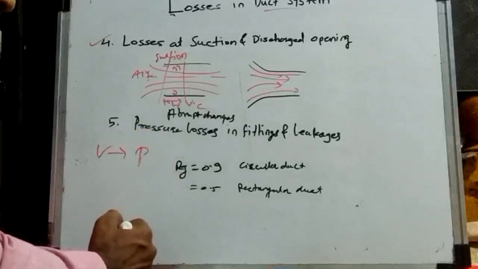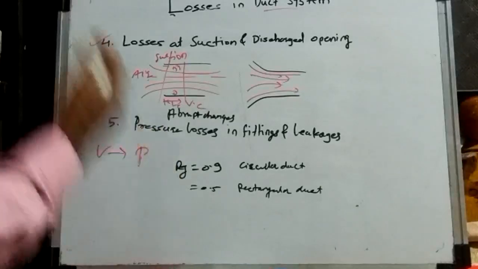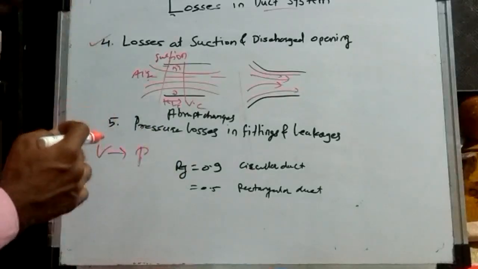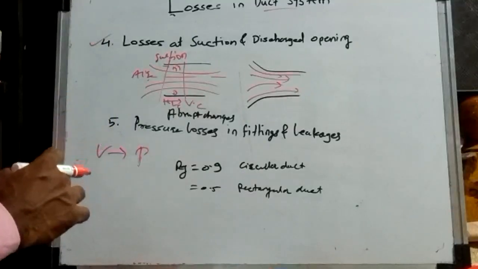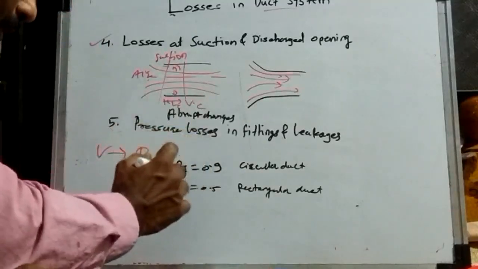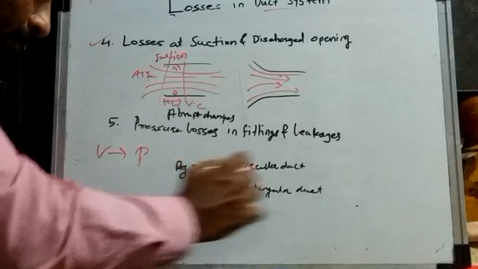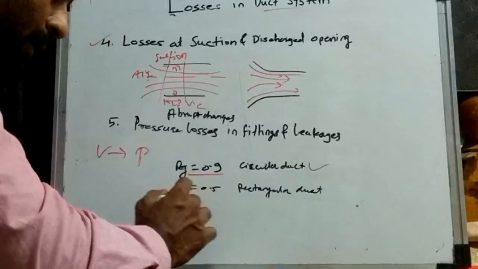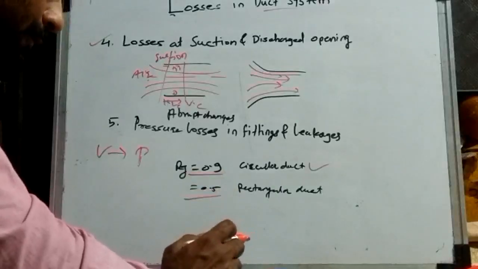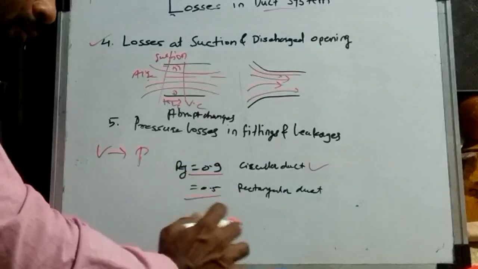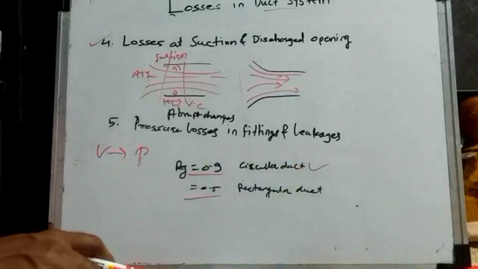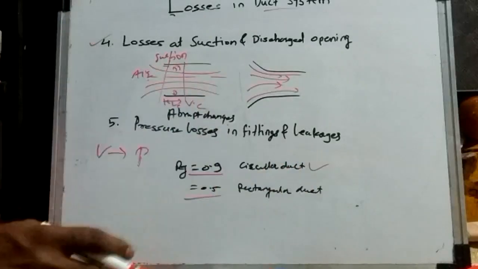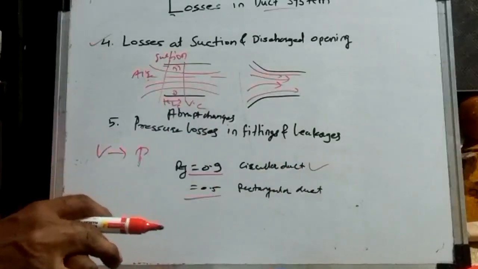But that pressure head we have to consider while designing the pipe. So that pressure regain factor, loss regain factor, we have to consider: for a circular pipe it is 0.9, and for a rectangular pipe the regain factor is 0.5. So that loss you have to consider, even though the velocity loss is converted into the pressure loss.